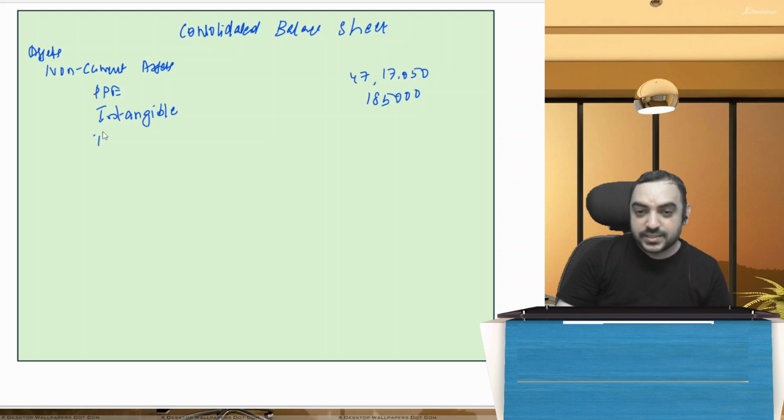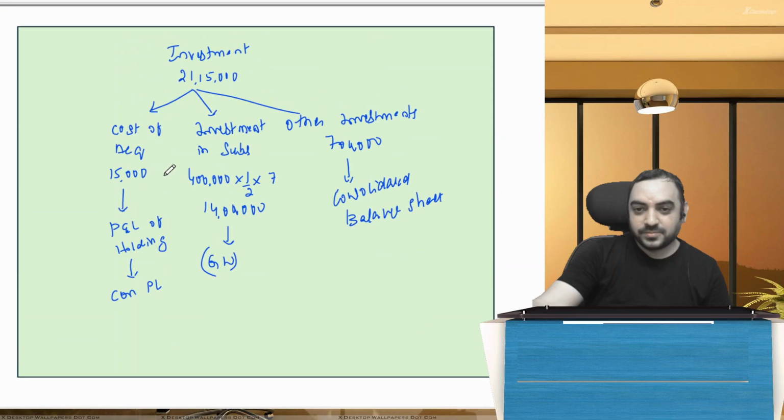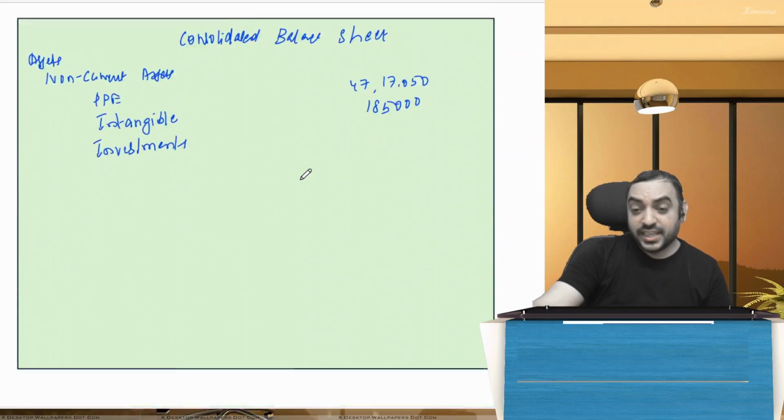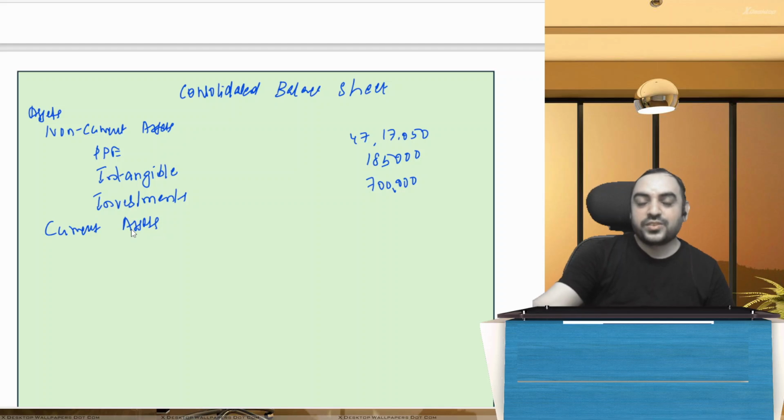Then investments, I showed you at the beginning itself. See, in the balance sheet 7 lakh will come. The other investments, outside investment in subsidiaries, outside the group, 7 lakh. Current assets and all, no adjustments as such.